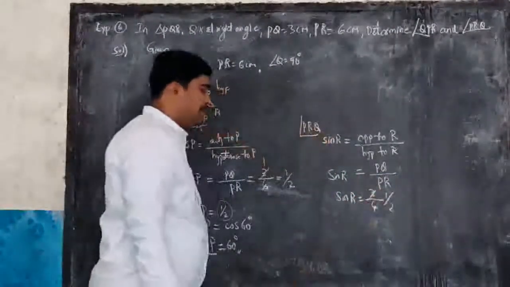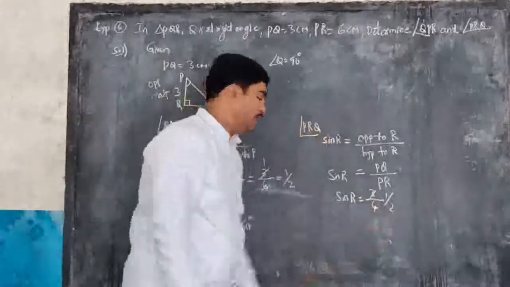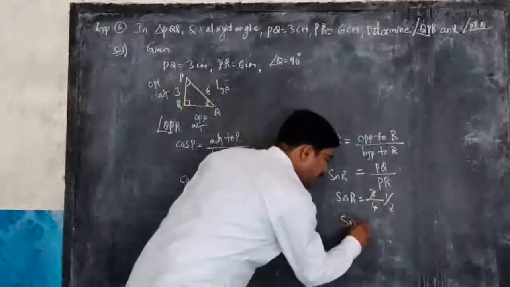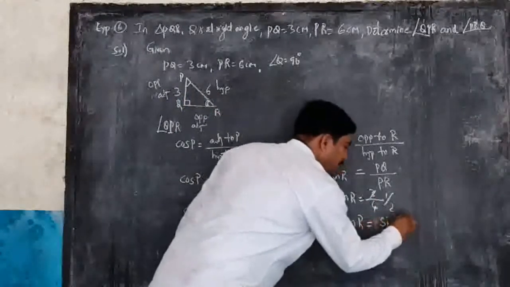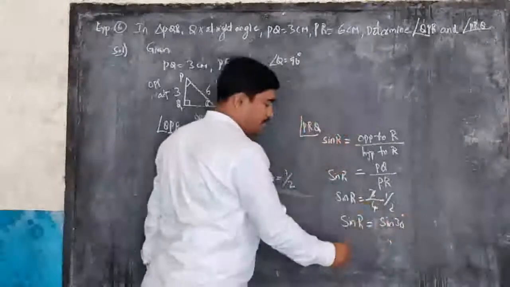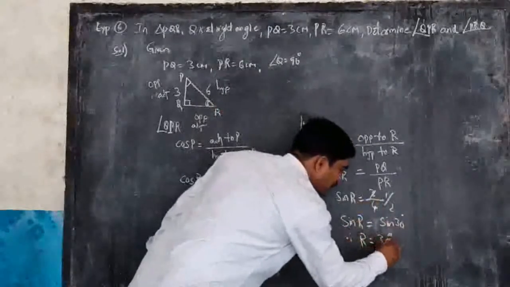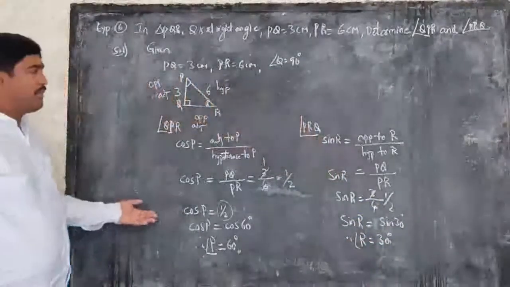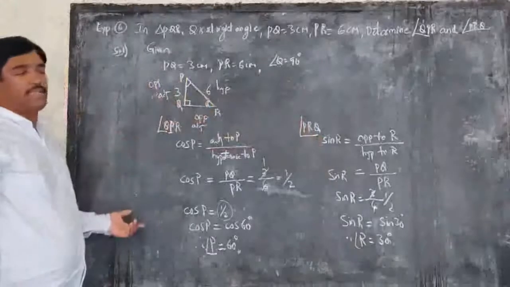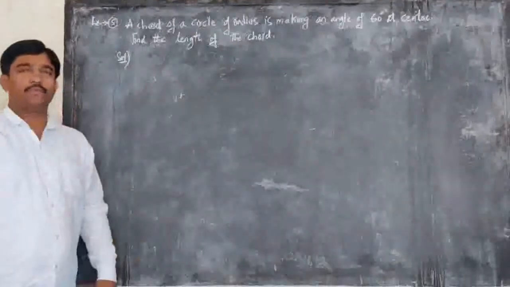Now if you observe here, this one is in terms of sine and this one is in general form. Where does this value occur? I know this 1 by 2 is relevant to 30 degrees. So therefore R is equal to 30 degrees. Angle R is equal to 30 degrees. This is how, when two sides are given, we find the relevant angles.